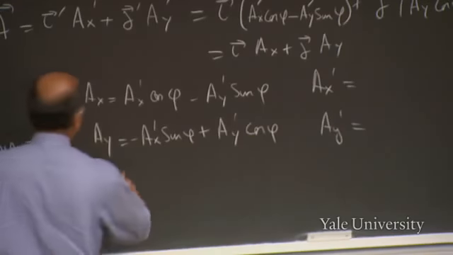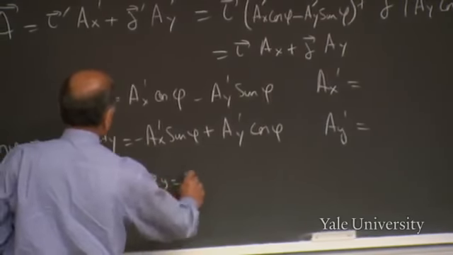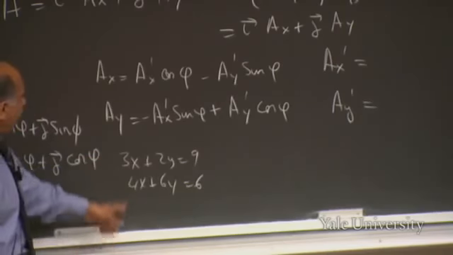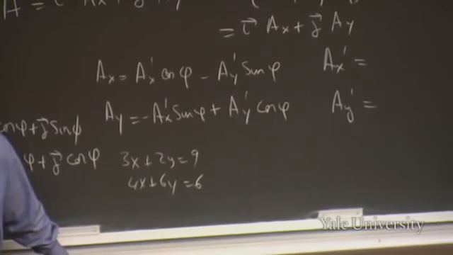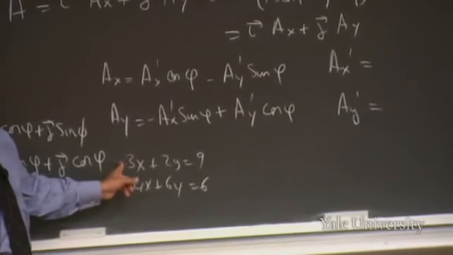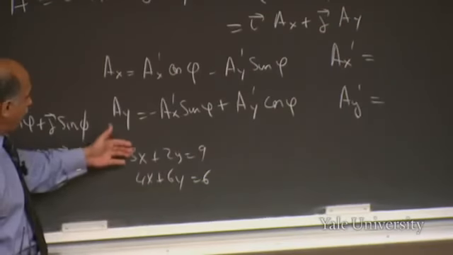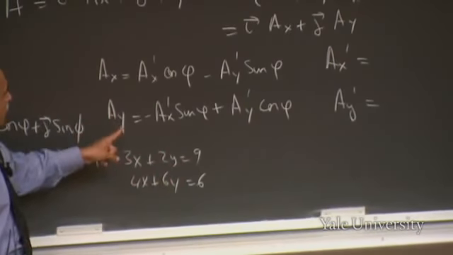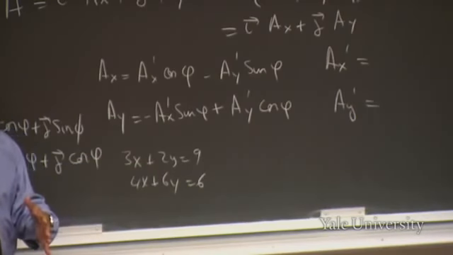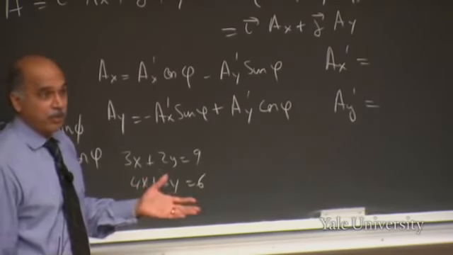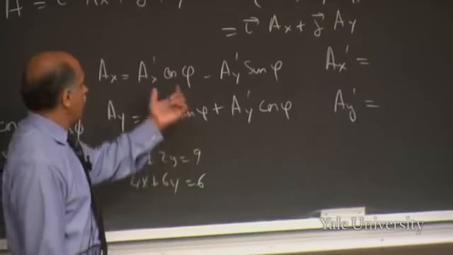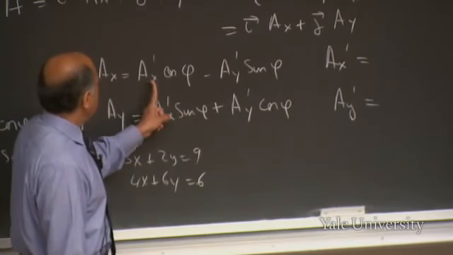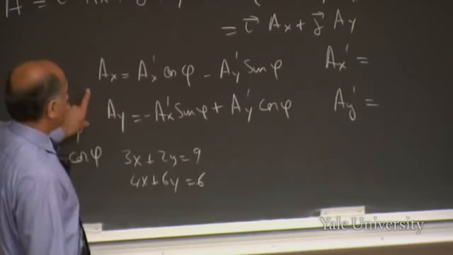I mean, if I told you 3x plus 2y is 9 and 4x plus 6y is 6, you certainly know how to solve for x and y, right? This is something you've seen in high school. You've got to juggle the two equations, multiply that by 4, multiply that by 3, add and subtract, and so on. Why is it when you saw this, you didn't realize it's the same problem? But it's the same problem. This phi is an angle. Sine and cosine are definite numbers. If I pick an angle of 60 degrees, these are some numbers like half and root 3 over 2. Then I'm trying to write these two unknowns in terms of these two knowns, and you can solve for them.